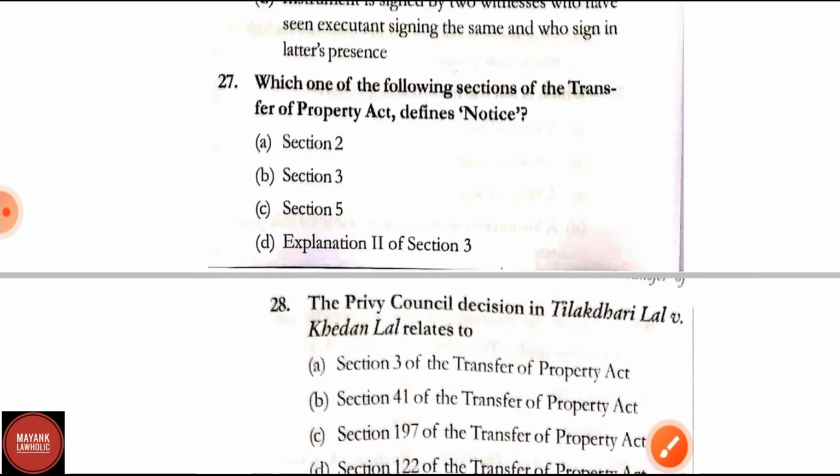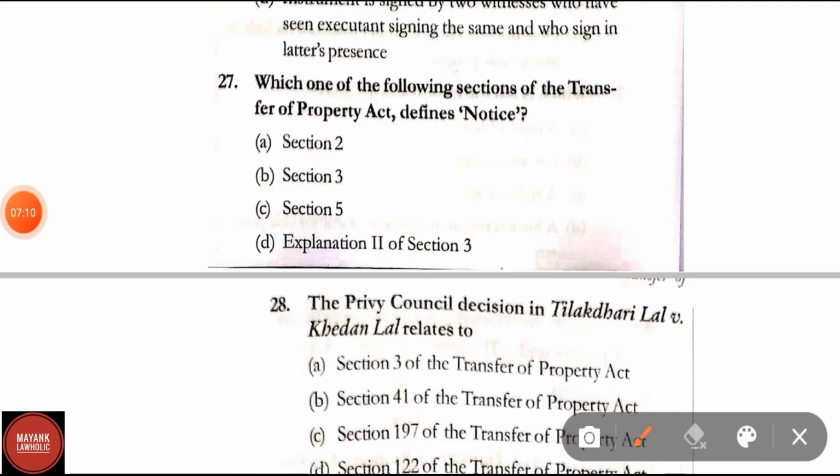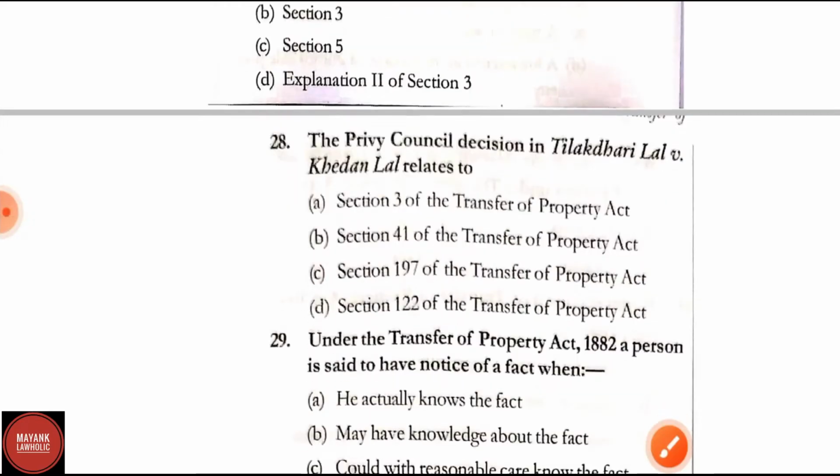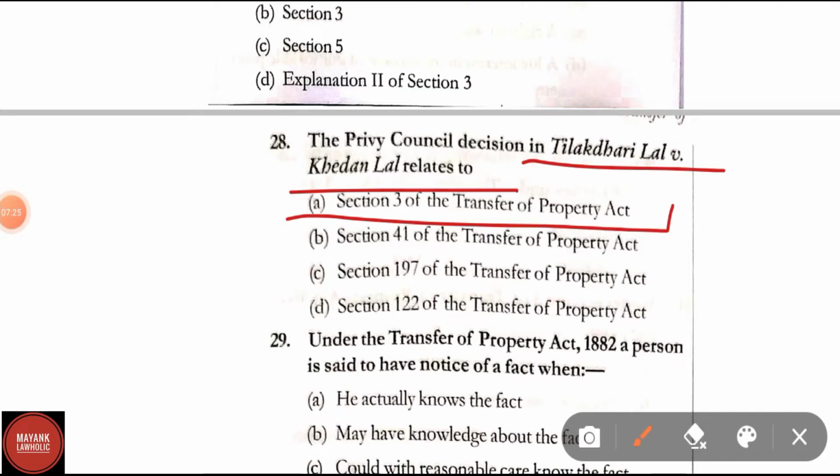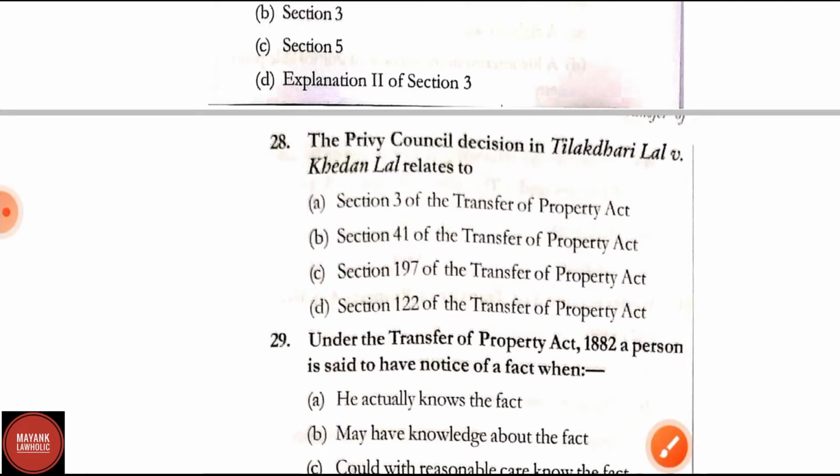Question number 27. Which one of the following sections of the Transfer of Property Act defines notice? Section 3 defines notice, that is option B is the right answer. Question number 28. The Privy Council decision in Tilakdhari Lal versus Khedan Lal relates to section 3 of the Transfer of Property Act. Option A is the right answer.